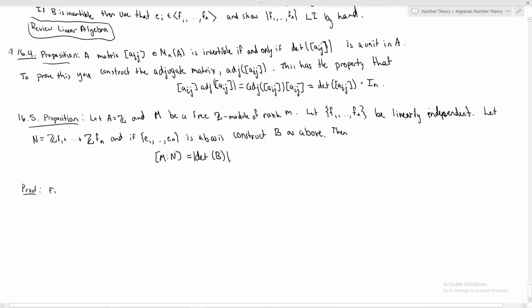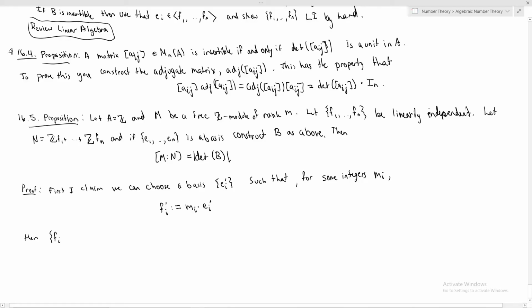So I claim we can choose a basis ei prime such that for some integers mi, if I define fi prime as mi times ei prime, then these form a basis for N.